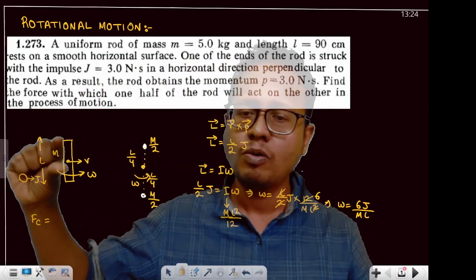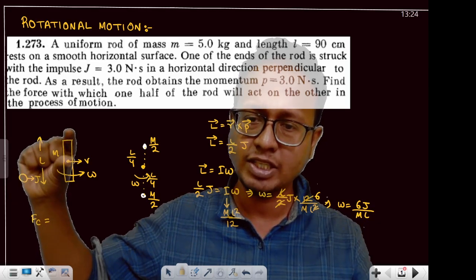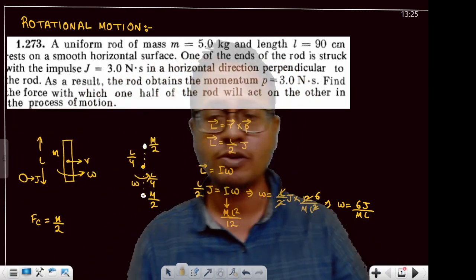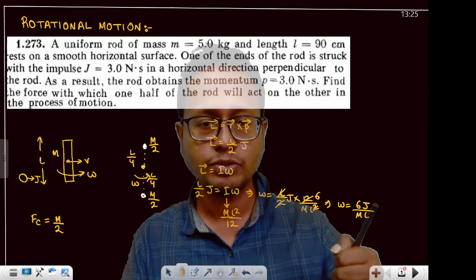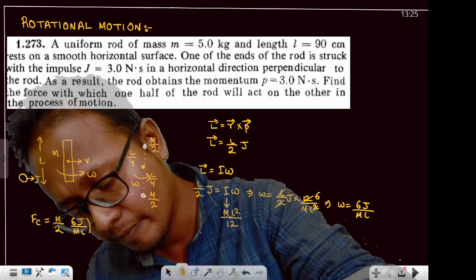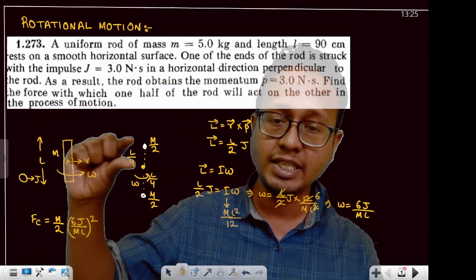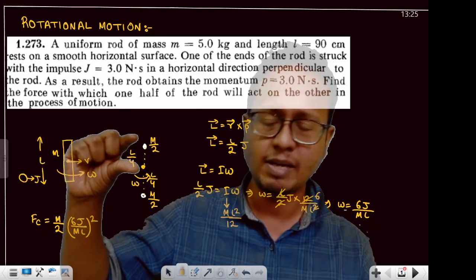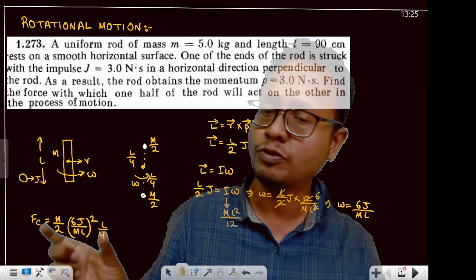m omega square r. What is the mass of one half of the rod? If the entire mass of the rod is m, the mass of one half of the rod is nothing but m by 2. What is the value of omega? Centripetal force is nothing but m omega square r, no? So omega is nothing but 6J by mL, and what is the value of r? The value of r is nothing but the center of mass, where I have taken the entire mass to be concentrated, which is at L by 4. If I simplify this, it would be our answer.